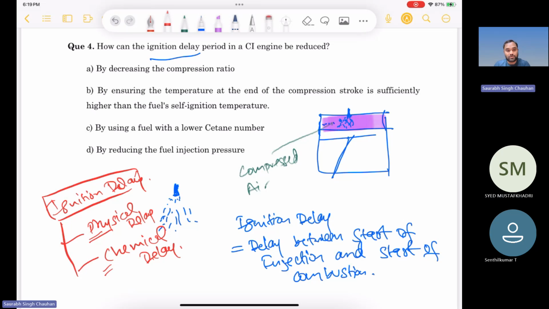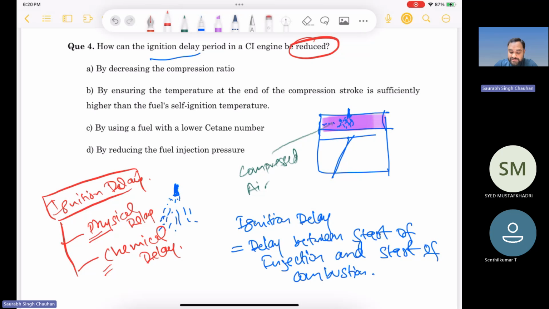Now let us see all these options one by one. The question was asking how we can reduce the ignition delay. For reducing the ignition delay, the main thing is to increase the temperature, right? This is the fundamental thing. Option A says by decreasing the compression ratio. What will happen if you decrease the compression ratio? Decreasing the compression ratio will decrease the temperature after the compression, near the TDC. Since temperature will be reduced, ignition delay will be increased. So option A is not the correct option. Increasing the compression ratio can reduce the ignition delay, not decreasing it.